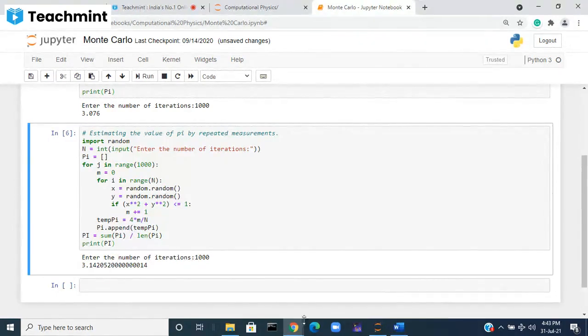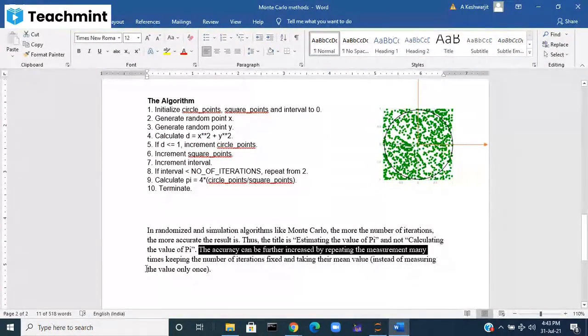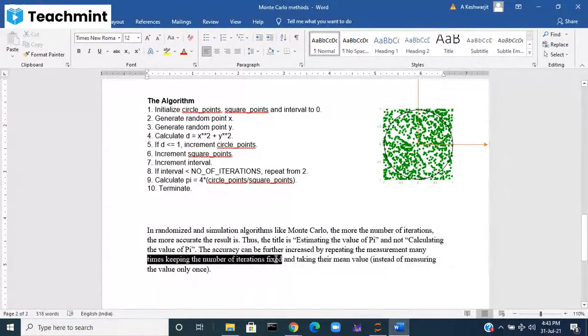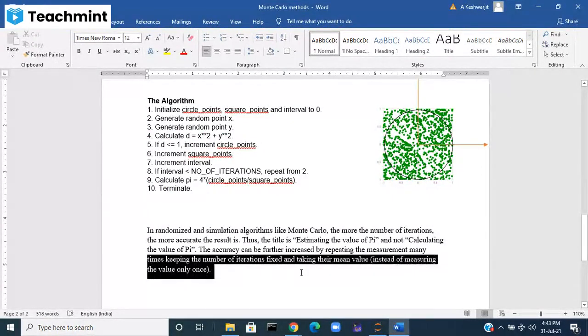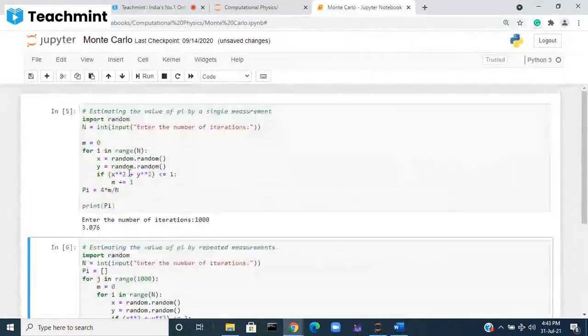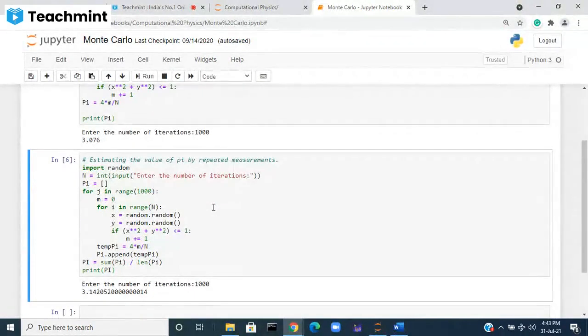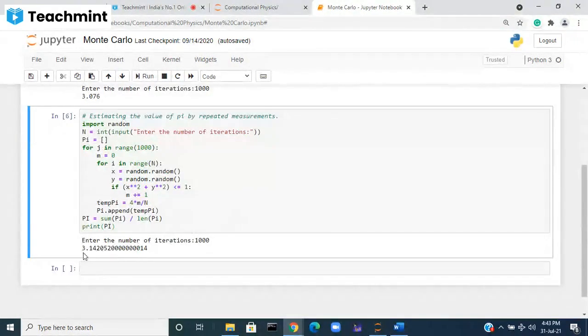So the accuracy can be further increased by repeating the measurement many times, keeping the number of iterations fixed, and taking their mean value instead of measuring the value only once. When we measure the value only once for 1000 iterations, we get the answer 3.076. But when we perform the measurement 1000 times and average, we get a better estimate, that is 3.142.